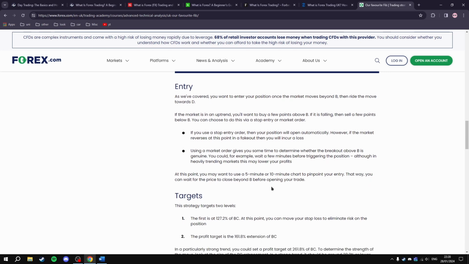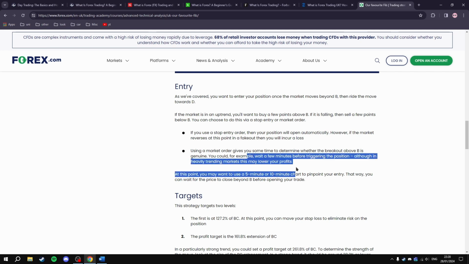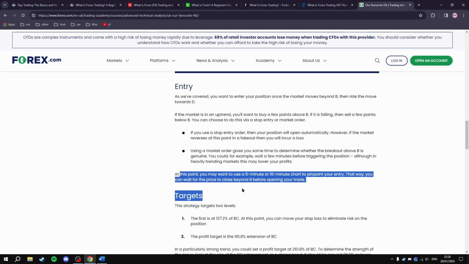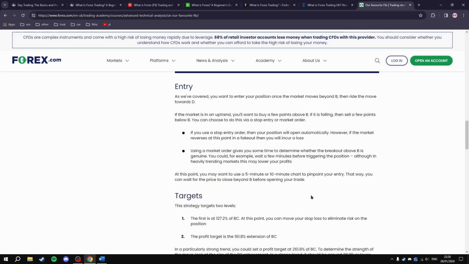I think this one would still be the better option than this one, because at least this one doesn't say it will incur a loss. So at this point you may want to use a 5-minute or 10-minute chart to pinpoint your entry. That way you can wait for the price to close beyond B before opening your trade.